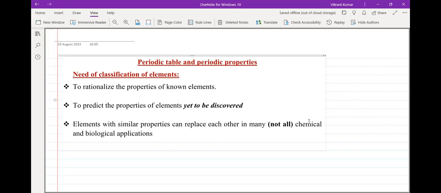तो ये grouping की history कैसी है? People started observing that some elements may have similar properties also.